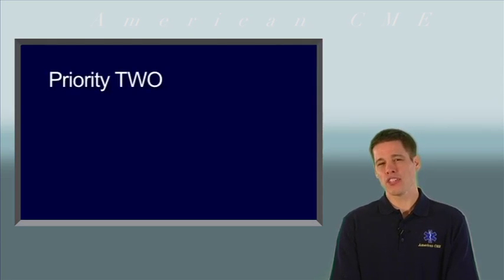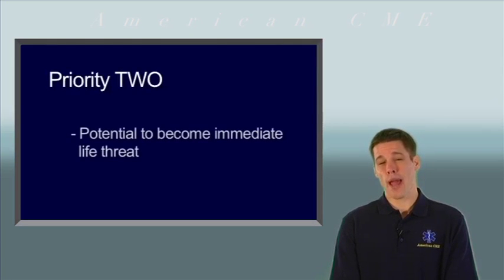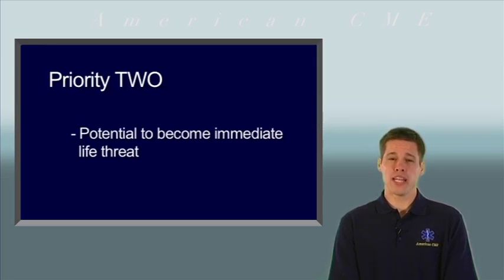A priority 2 is a patient whose condition has the potential to rapidly deteriorate. Therefore, on-scene time should be kept to a minimum. Most patients who have been identified as priority 2 are typically categorized as a 2 due to the high risk of the patient quickly becoming a priority 1.